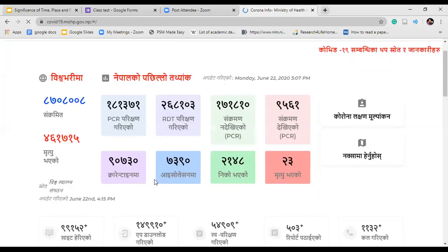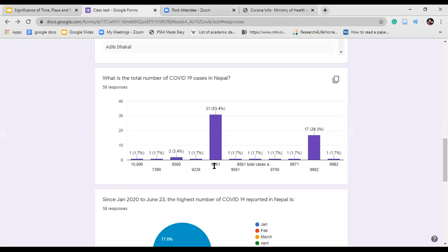So as the total number of cases till now, 9,561. Okay, so this is the right answer. The majority gave the right answer, 53.4%, and you can see the variation of responses. The second one is 9,982, 29.3%, and the rest 10,000, 8,500, 9,561, 9,700, 9,982. Okay, so this is your response.